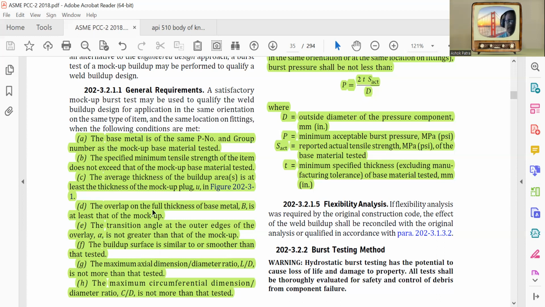The overlap on the full thickness of the base metal B is at least that of the mock-up. The transition angle of the outer edge of the overlay alpha is not greater than that of the mock-up. The build-up surface is similar to or smoother than that tested. The maximum axial dimension diameter ratio L by D is not less than that tested. The maximum circumferential dimension diameter ratio C by D is not more than tested.